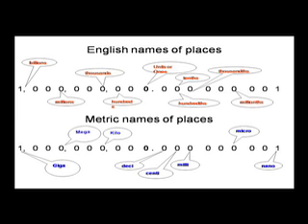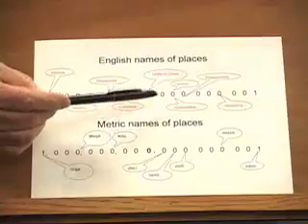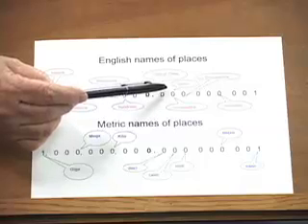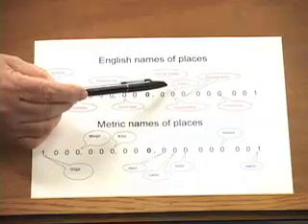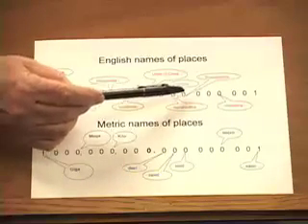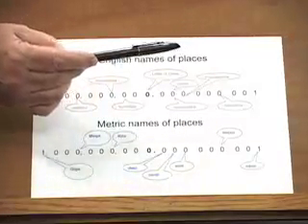Those on the right of the decimal point are smaller than a unit. They're fractions. So this is the tenths place, 1/10, divided by 10, and this is the millionths place.